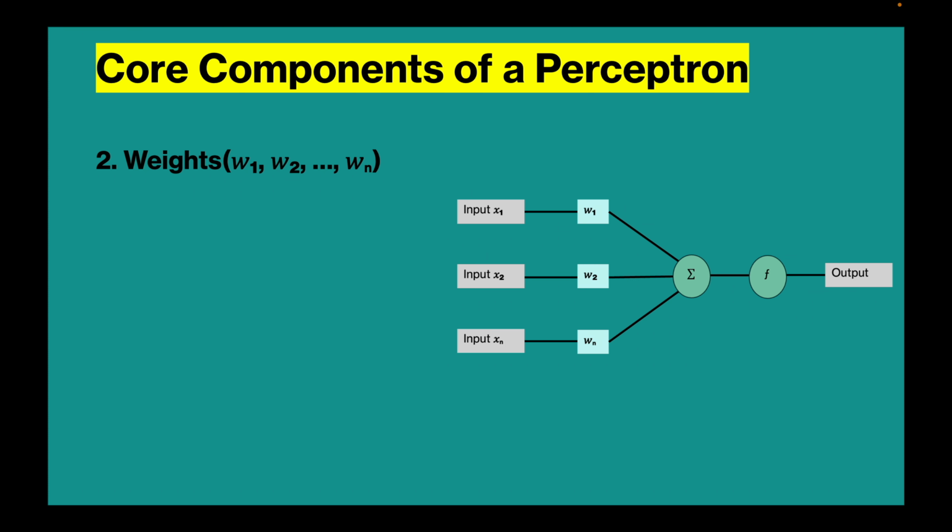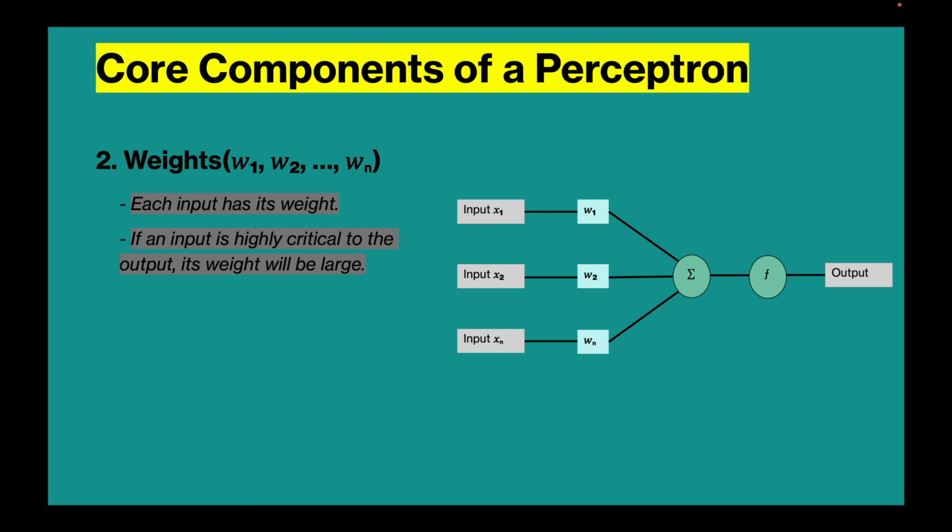Next is weights. Each input has its weight. This represents the importance or the strength of each input. The perceptron does not treat all inputs equally. If an input is highly critical to the output, its weight will be large. For example, study hours may strongly relate to success in an exam, whereas sleep hours may have lower importance. The learning in a perceptron means adjusting these weights properly.